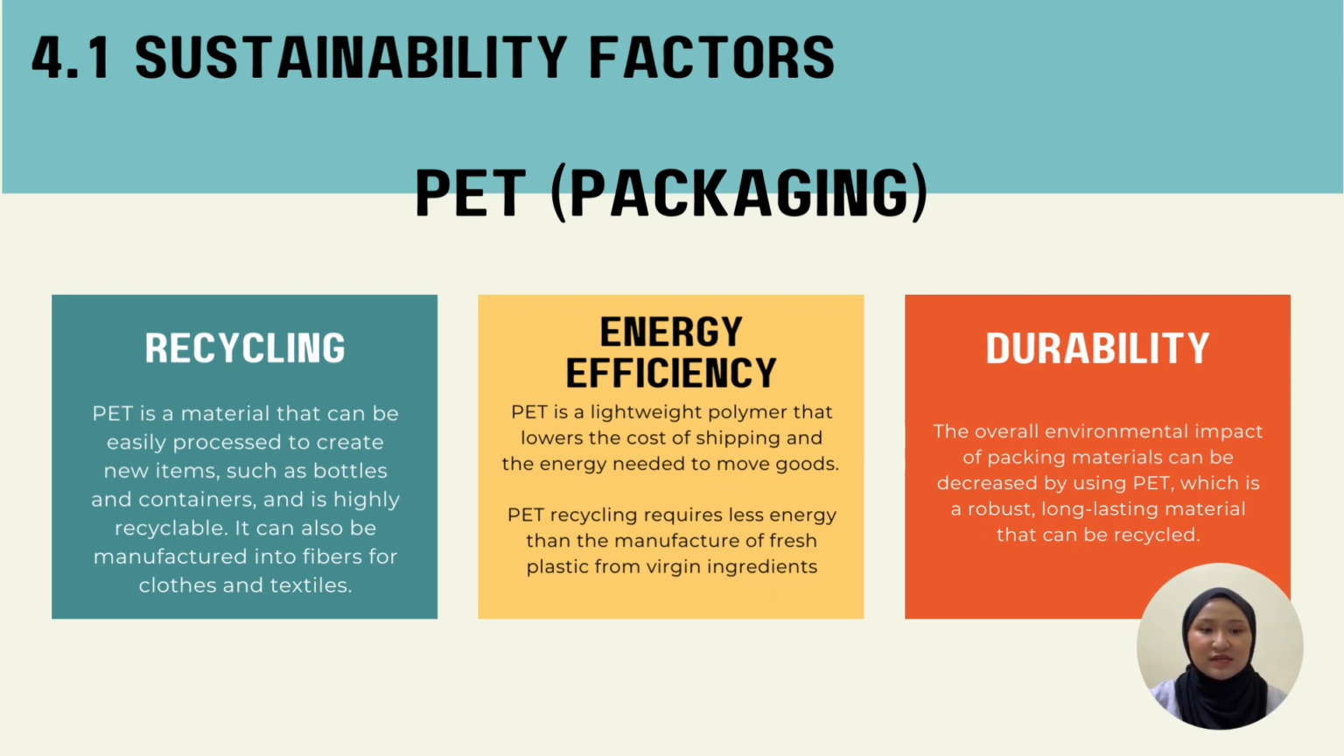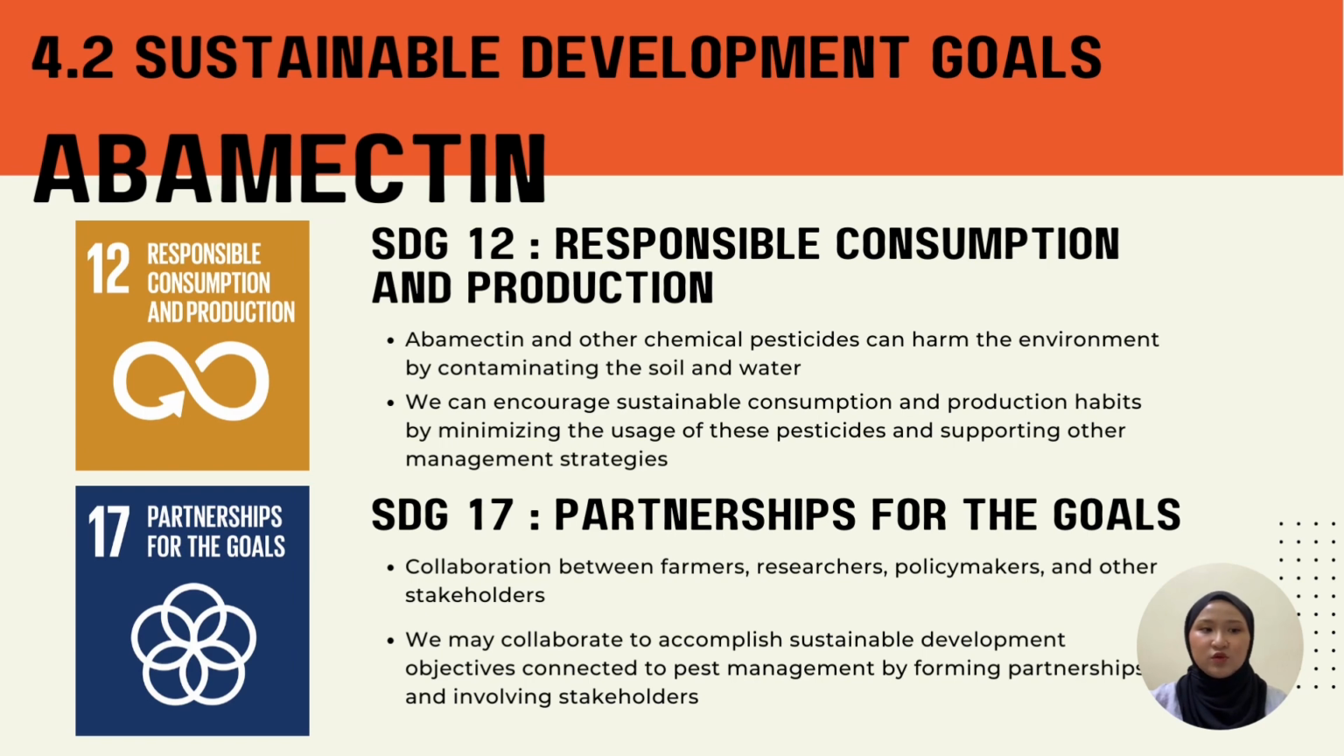Next, the Sustainable Development Goals (SDG). For ivermectin, there are two SDGs involved, which are SDG 12 and SDG 17. SDG 12, responsible consumption and production. Ivermectin and the other chemical pesticides can harm the environment by contaminating the soil and water. We can encourage sustainable consumption and production habits by minimizing the usage of these pesticides and supporting other management strategies.